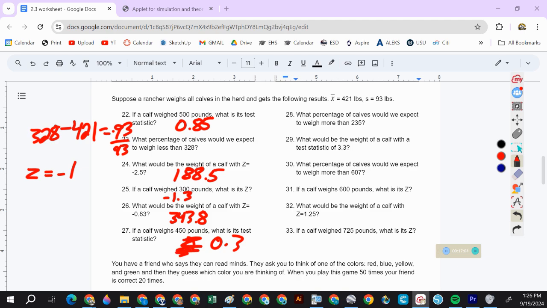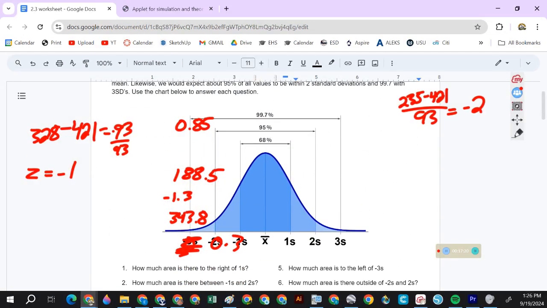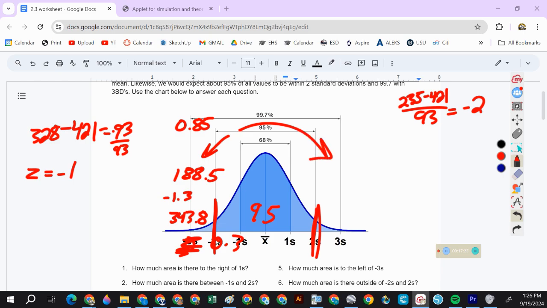Okay. What percentage of calves would we expect to weigh more than 235? So 235 minus 421 divided by 93 happens to be negative 2. So if we go up to this, how much is between negative 2 and 2? 95. So how much is outside negative 2 and 2? 5. So how much is over here? 2.5. And we want from here over, 97.5. Okay? Is everybody understanding this?